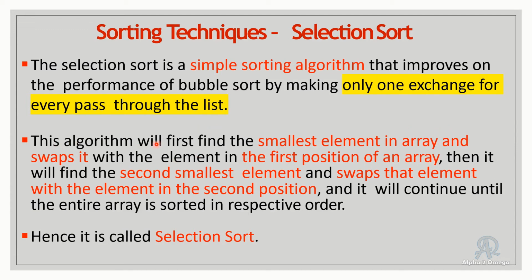Now this algorithm will first find the smallest element in the array and swap it. So when the comparison starts, among the other values compared with the current value, whichever is smaller, it will choose and swap with the element in the first position of the array. Then it will find the second smallest element and swap that element with the element in the second position, and it will continue as such. It will compare, select the smaller value, and put it in the first place. So that is what is called selection sort. It will choose the smallest one and sort.